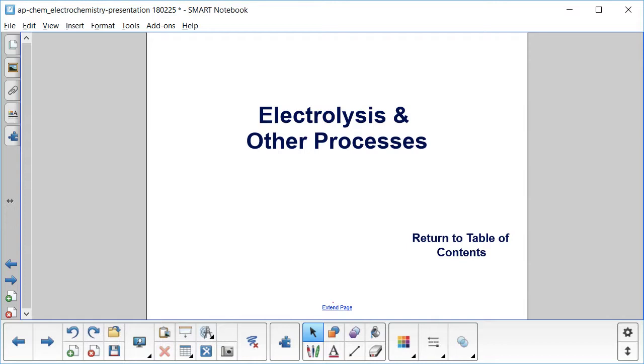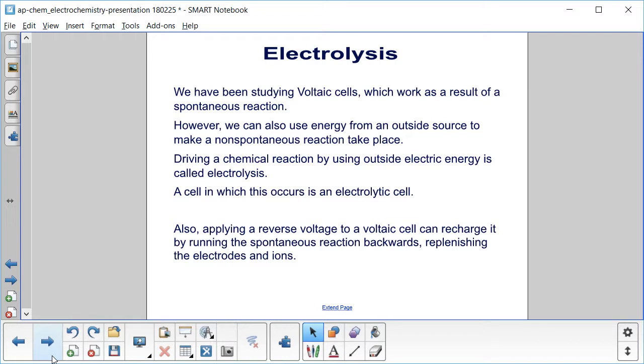In this section, we'll discuss electrolysis and other processes that occur when electrochemical reactions happen. We've been studying to this point voltaic cells, which work as a result of a spontaneous reaction, but we can also use energy from an outside source to make a non-spontaneous reaction take place. Driving a chemical reaction by using outside electric energy is called electrolysis. A cell in which this occurs is called an electrolytic cell.